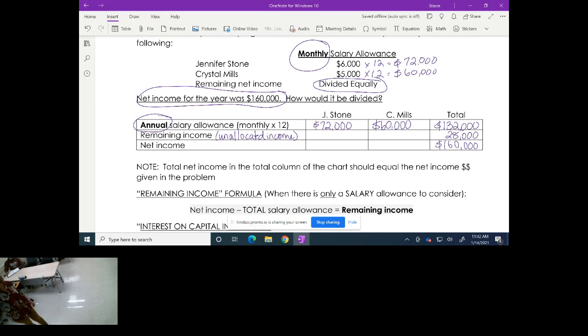14,000. So each one of them will get 14,000. All right, so now you just add it down. That's all we've got to allocate. So Mills gets 74. Stone gets 86. Now, to make sure that you got the right answers, this should add across. This should add down. So you should come to 160.